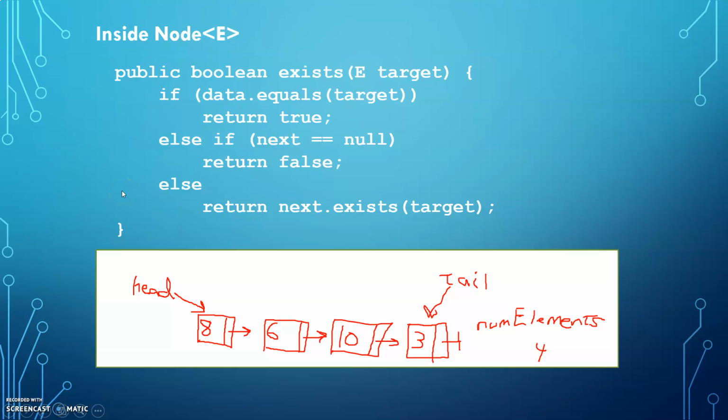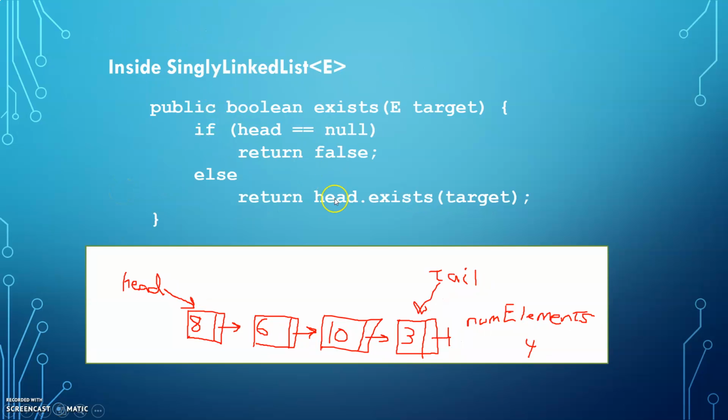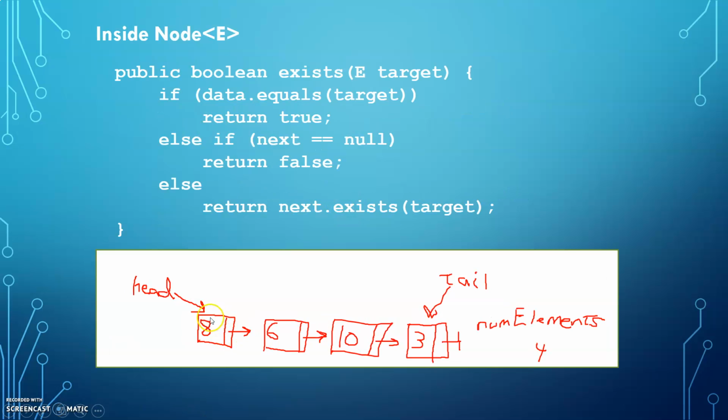Initially, remember, we're triggering it starting from head, so initially it's on this node right here that this method will run. We're passing into the method for this node a value. It'll compare its data to see if it's the same as the value. If it is, it'll return true. This alone becomes a base case because it's not calling itself.